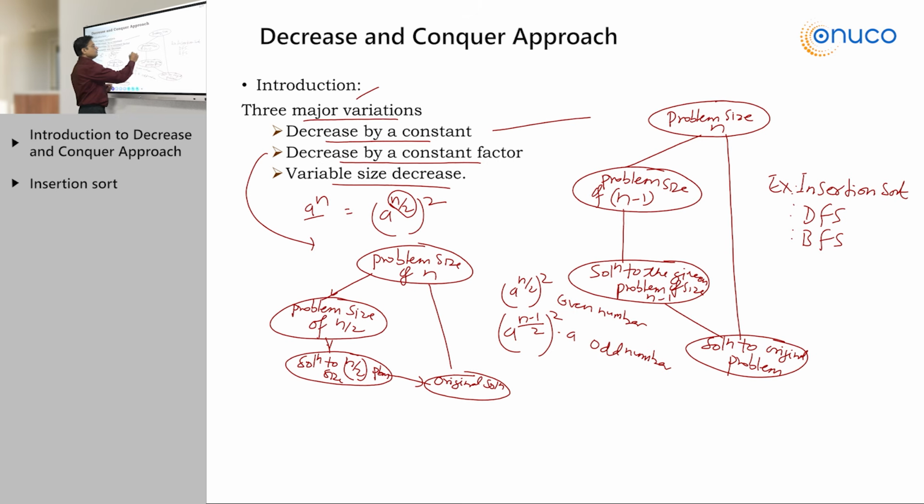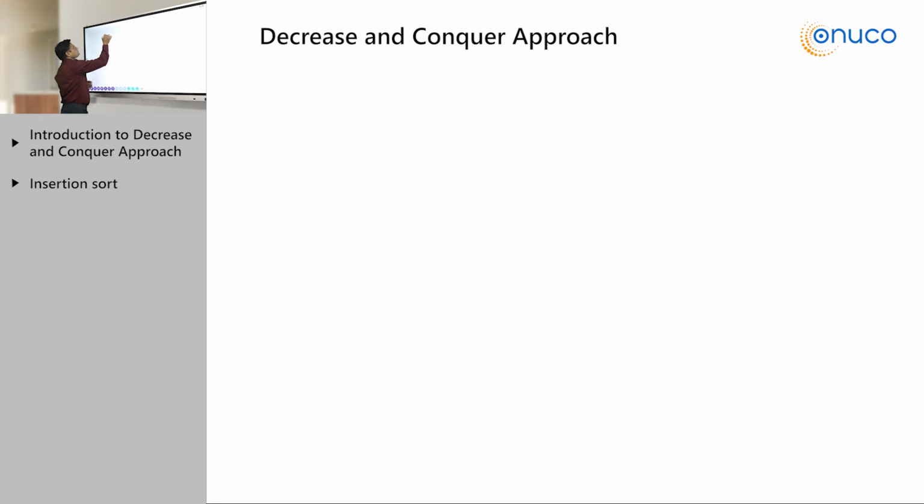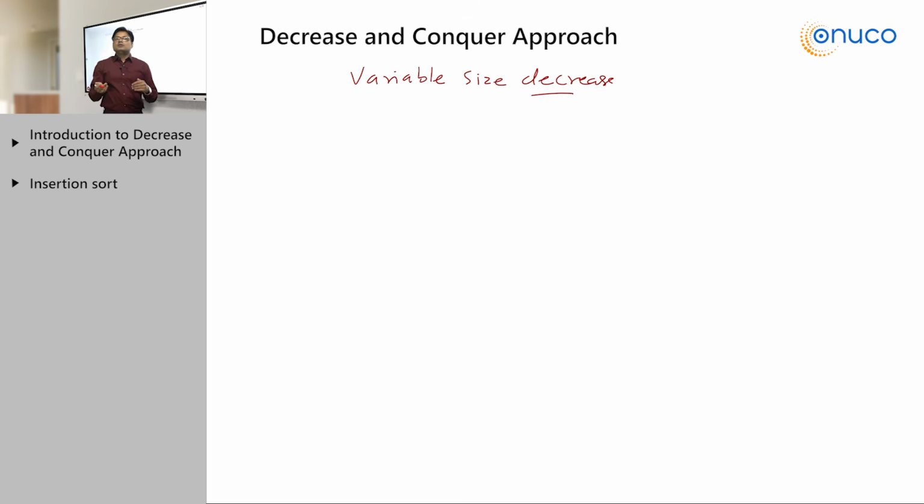So we have basically covered all the problems based on decrease by constant in your syllabus, right? Last is variable size decrease. Variable size decrease is when you are going to decrease the problem size in each and every iteration differently.